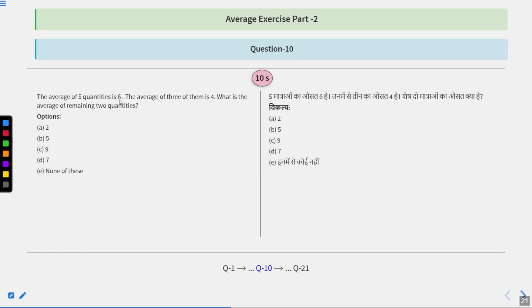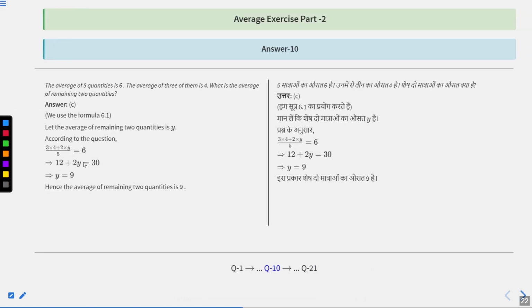The average of 5 quantities is 6. The average of 3 of them is 4. What is the average of the remaining two quantities? You have 5 options and 10 seconds to analyze the question. Your time starts now. Time's up. Let's see the solution.